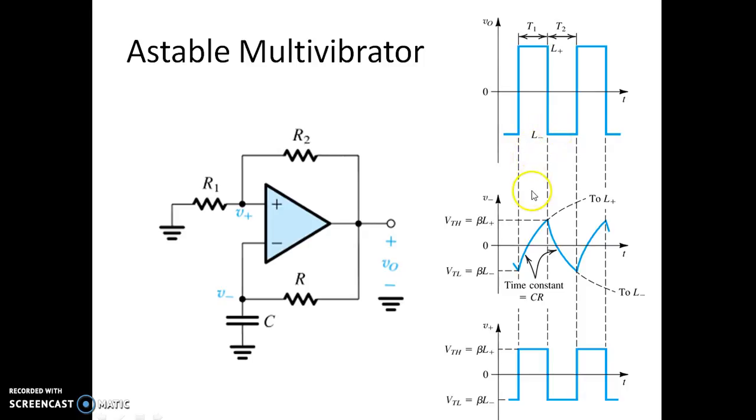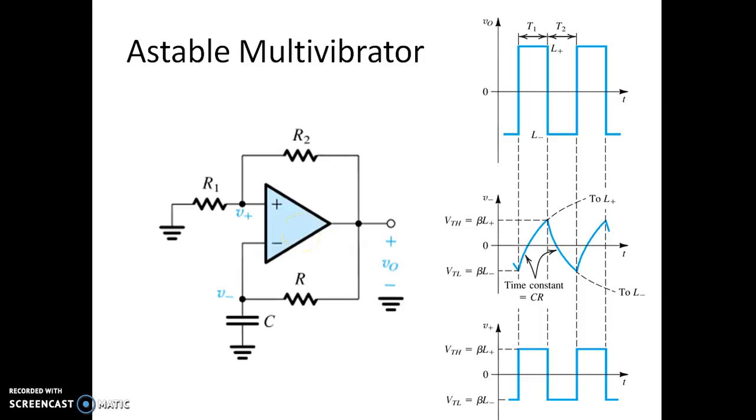Once it is minus Vsat, the capacitor is now discharging towards minus Vsat. On its way towards minus Vsat, whenever it crosses VTL, it is also necessary to observe that when the output is minus Vsat, the voltage at the non-inverting terminal becomes minus beta Vsat. This is VTL, beta into minus Vsat. So the voltage at the non-inverting terminal will be either plus beta Vsat or minus beta Vsat depending on the output voltage.